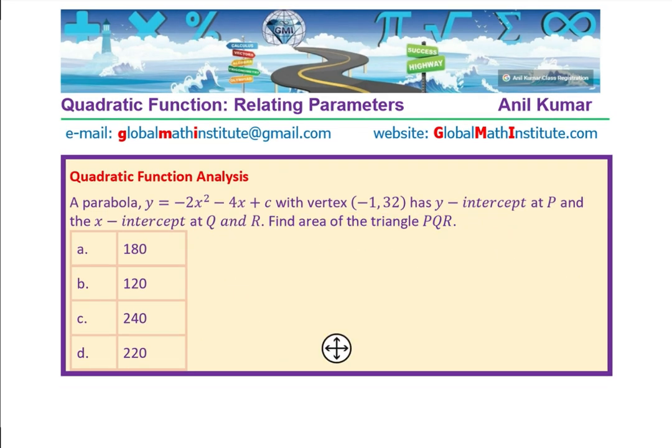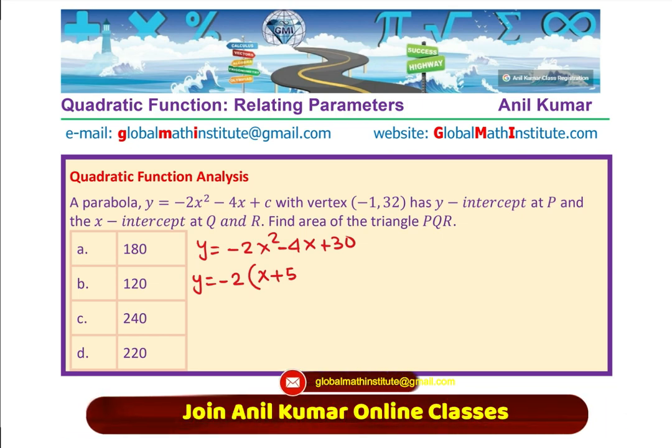So let's look into what we have done so far. We have written the equation, which is y equals minus 2x squared minus 4x plus 30. And in the factored form, we got this equation as minus 2 times x plus 5 times x minus 3. So we know the x and y intercepts. So let me sketch the graph and then we'll find the area.